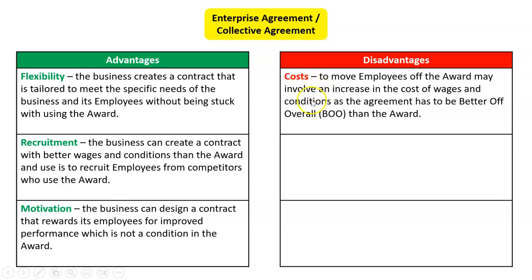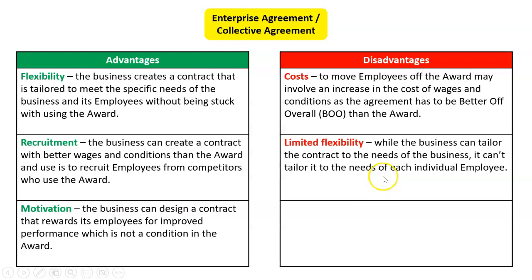Well, costs. Literally, we've got to have this better off overall, or BOOT, condition. And that means whether it's money or conditions, the employees are going to be better off on my enterprise agreement than they would have been with the award. So therefore, the costs to my business are going to increase.